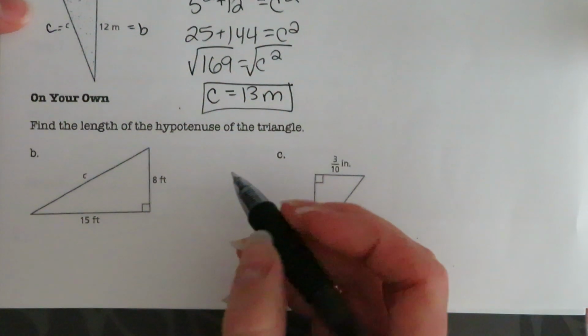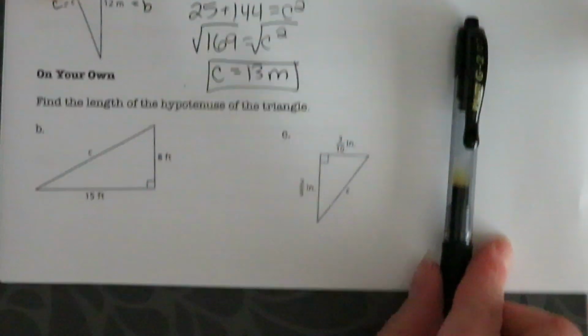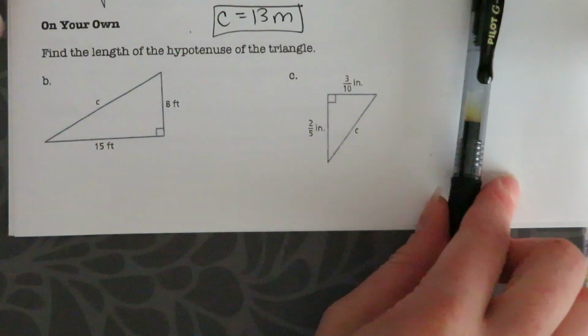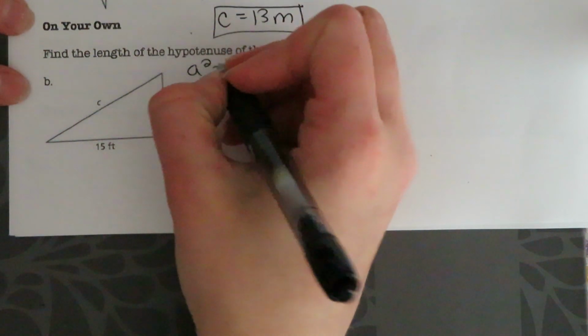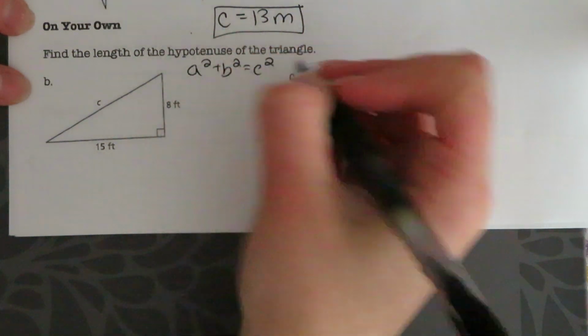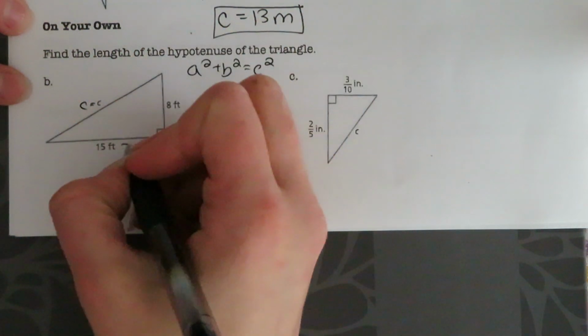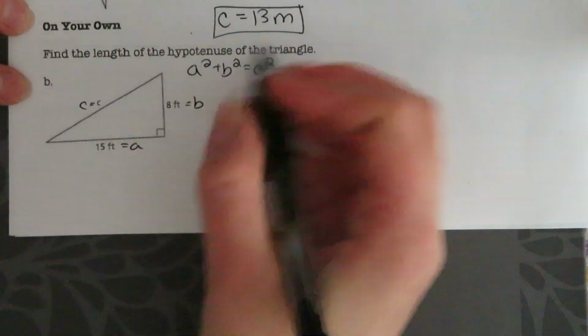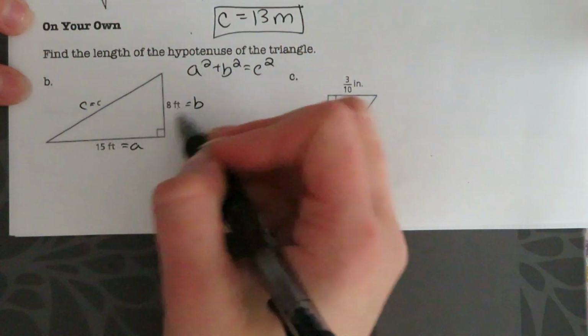Try these on your own. Find the length of the hypotenuse of the triangle. I'm going to use that equation again. A squared plus B squared equals C squared. C equals C. 15 is A. 8 is B. These two don't matter which is A or B.